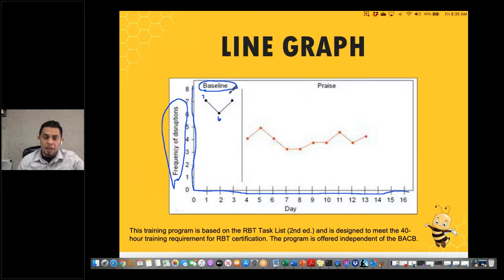So for instance, here in day one, it happens 7 times. In day two, it happens 6 times. And in day three, it happens 7 times. And that's how your supervisors are going to be tracking the data that you collect for them. They're going to look at this and say, oh, okay, so on day one, we had seven instances of disruption. Day two, we had 6. And day three, we had 7. So this is our baseline phase. And then they're going to start treatment.